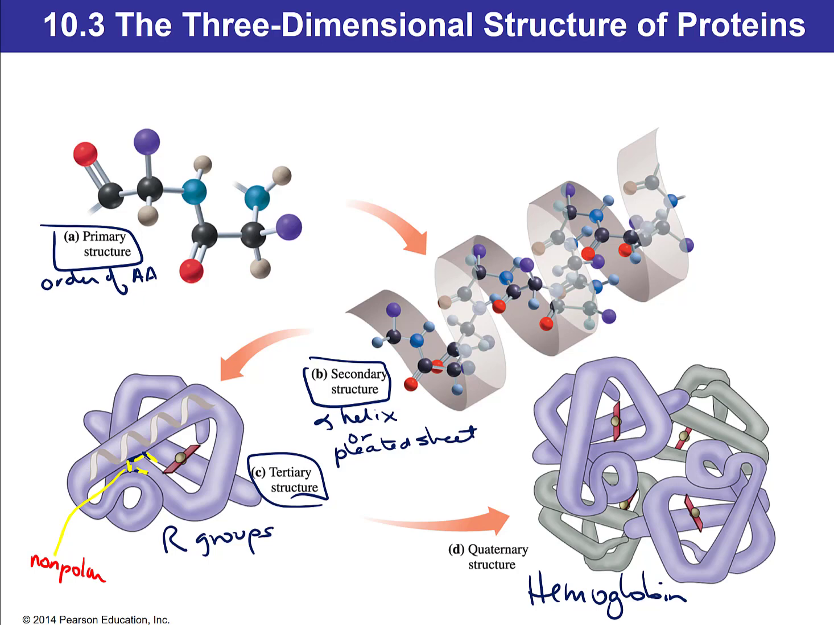Hemoglobin is actually 4 proteins. Can you see that there's 4? There's 2 that are colored gray, 2 that are colored purple. Hemoglobin's kind of special because it not only is 4 proteins, but it's got 4 of those other things. Does anybody know what that is? See this? What does hemoglobin have?